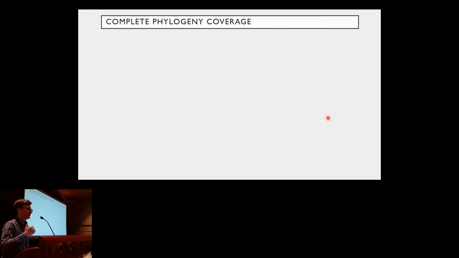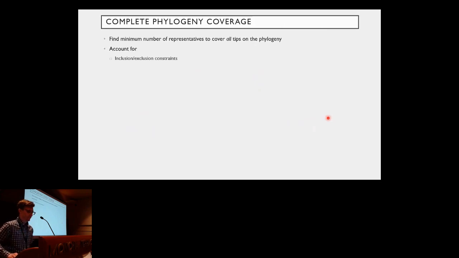Okay, and this leads us to a related problem. What if we don't want to specify a fixed number k, but we want to know how many taxa we need to cover the entire phylogeny, so to cover all the tips on the phylogeny? We want to know the minimum number of taxa needed to solve this problem. And again, we want to be flexible. We want to account for potential inclusion-exclusion constraints, and also for prior representatives that could already cover some of the diversity.